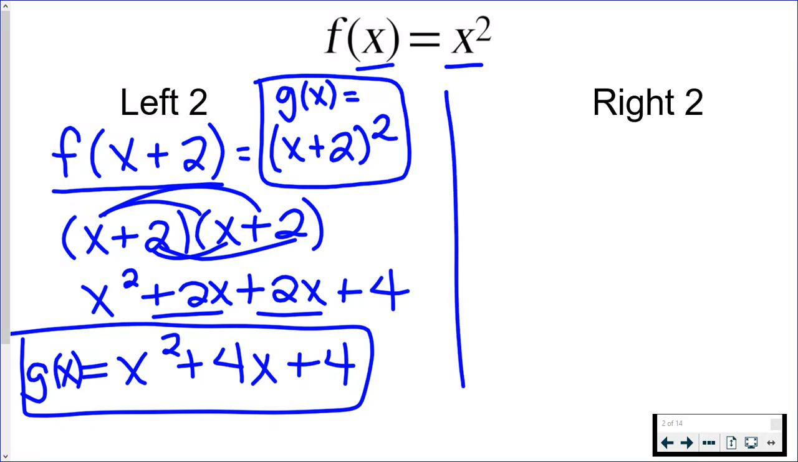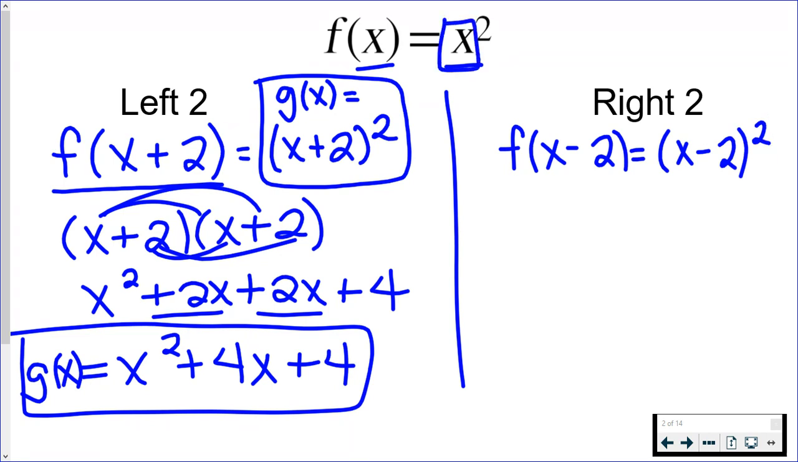So with the right 2 instead, that would be f of x minus 2, which again you need to recognize is the function f being shifted to the right 2. It's always the opposite sign than you would expect. So again, this x in my original function becomes x minus 2.